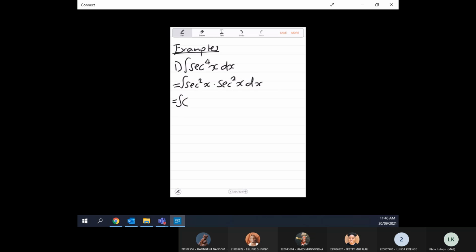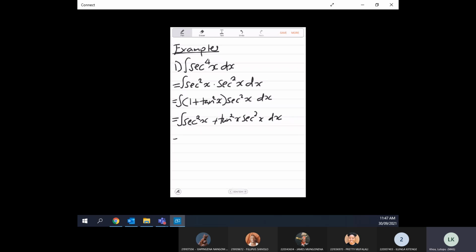So this is the integral of 1 plus tan squared x times sec squared x dx. From here, we would multiply out our brackets. We have sec squared x plus tan squared x sec squared x dx. And then everything here is pretty simple and easy to integrate.